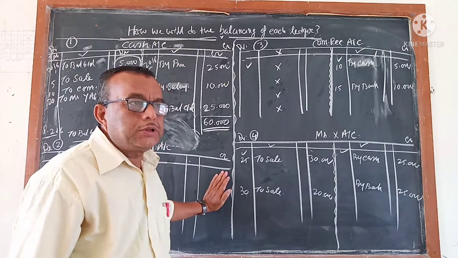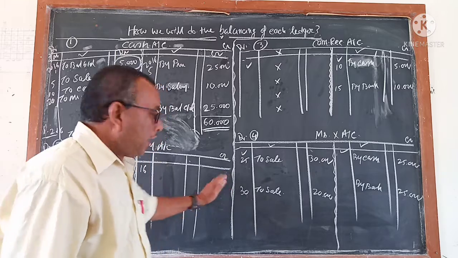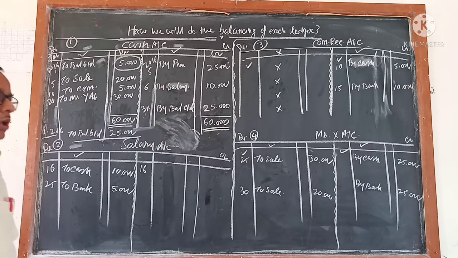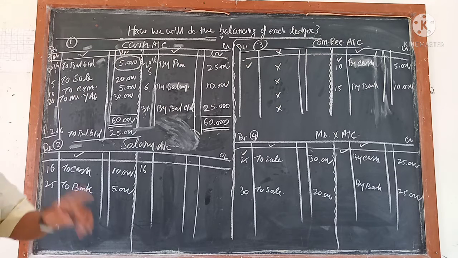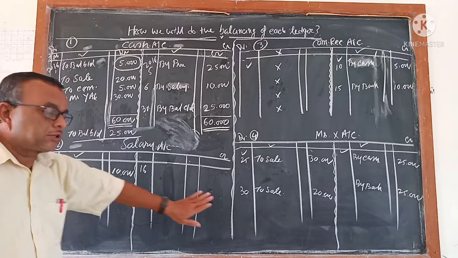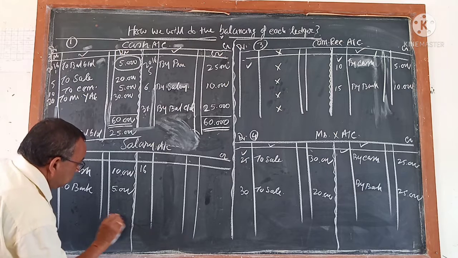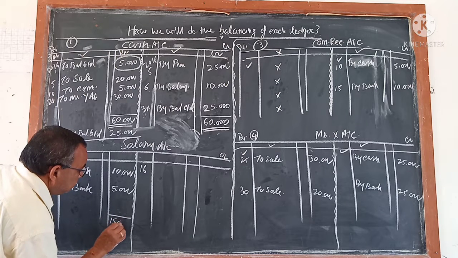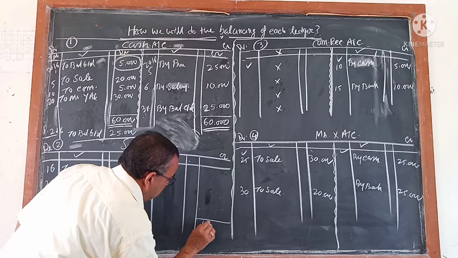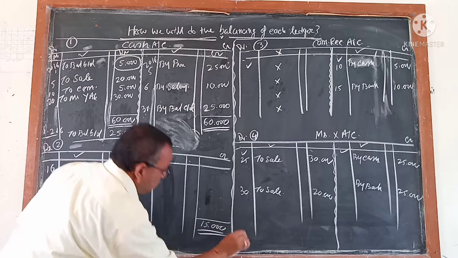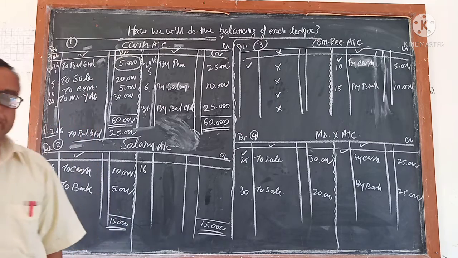No amount is written means amount is nil. And this side how much? 15,000. What I taught you there, that you follow. Which side is more? Okay, this side. This is zero side. So you add it. How much? 15,000. And here also you write 15,000. Close it. First step is over.